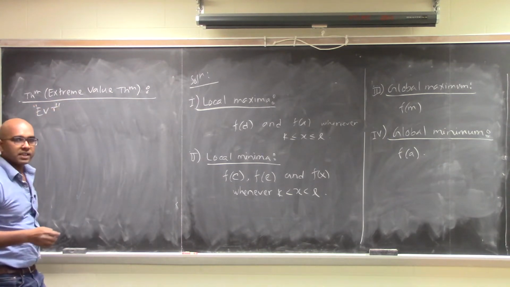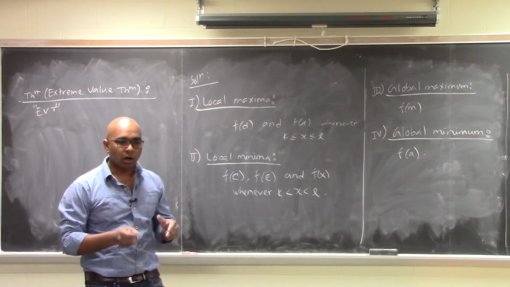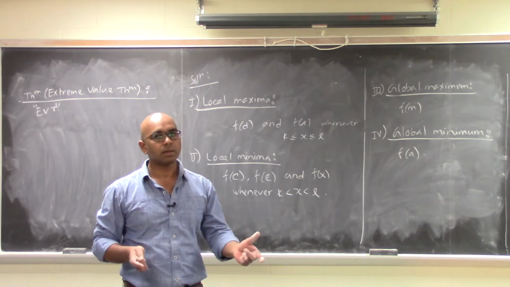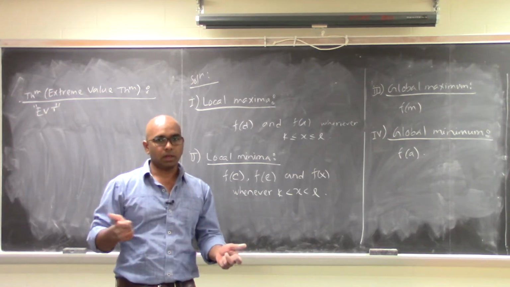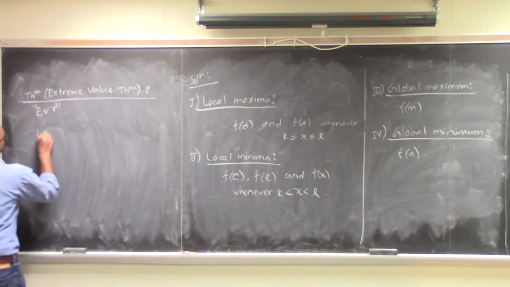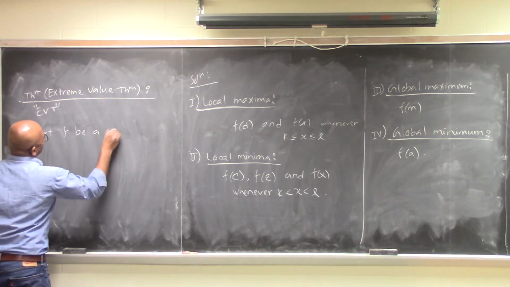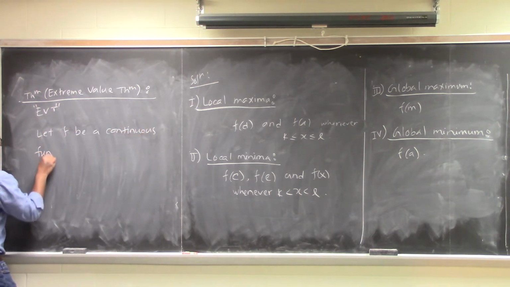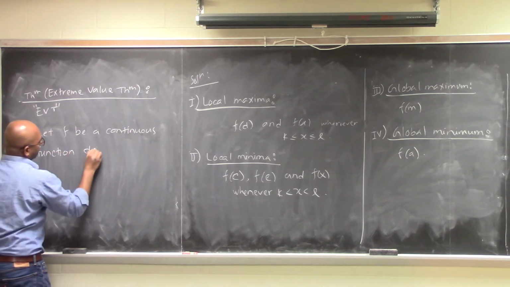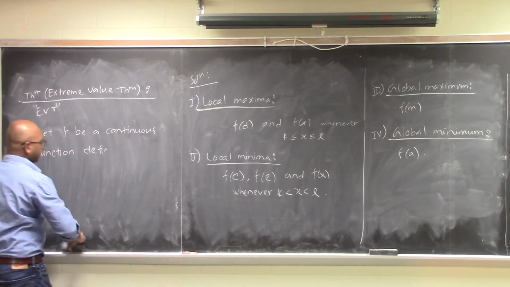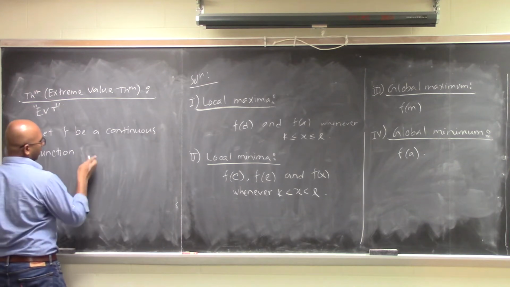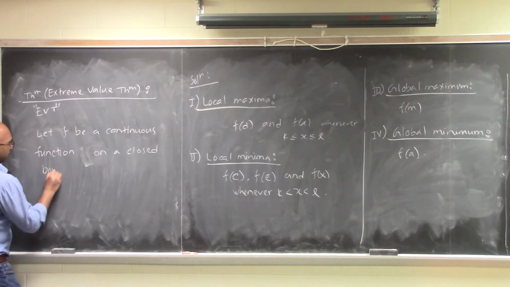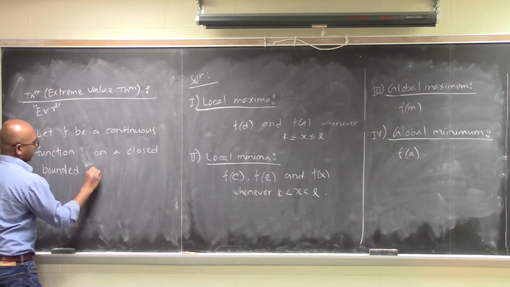Okay, so what does it say? It says that if a function is continuous on a closed bounded interval, then it is guaranteed to have an absolute maximum and an absolute minimum. Okay, so let f be a continuous function on a closed bounded interval.